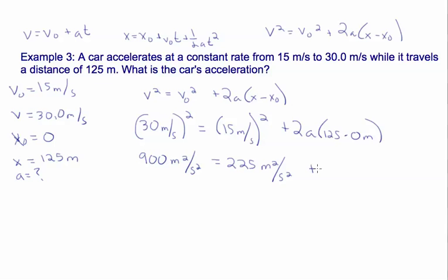So for this one, you do 125 minus 0, which is 125. And we can go ahead and multiply by 2. So we have 250A. Now we're going to combine like terms. Because it's addition over here, we're going to subtract 225 from both sides.